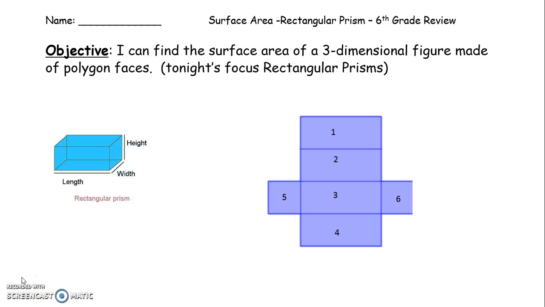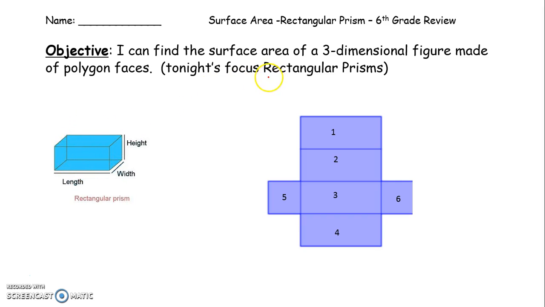Tonight we're going to review surface area of rectangular prisms from 6th grade. So the objective is I can find the surface area of a three-dimensional figure made up of polygon faces, and we're going to focus on rectangular prisms. Rectangular prisms are prisms that have actually all rectangular faces.